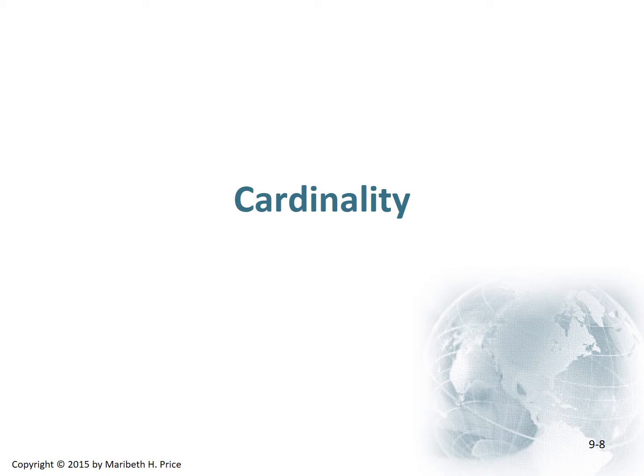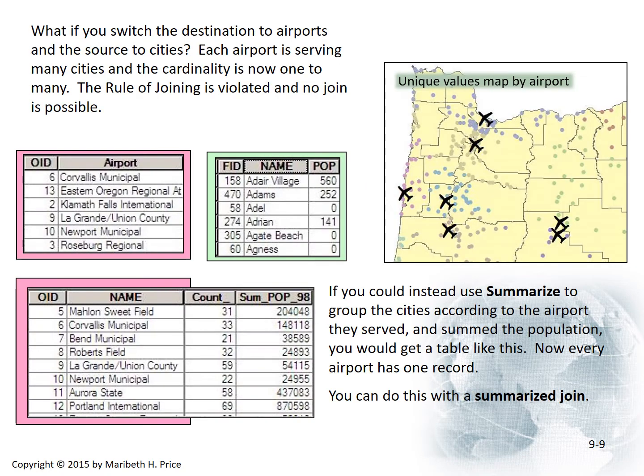Cardinality has to do with the relationship between the features in a join. If you switch your destination back and forth between some of these examples, what would work one way will no longer work, because instead of joining one-to-one, you're joining many-to-one, which is a no-no. That's when you have to do a summarized join.